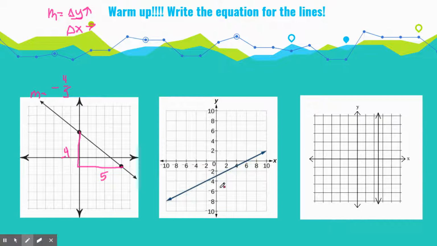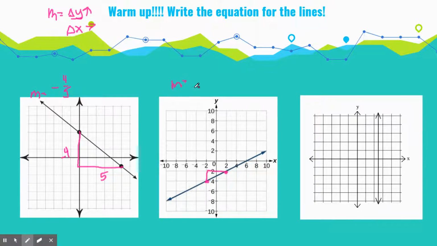Now let's move on to this one. If I look for my slope, I have to start from 2 solid points. I can't start here because I don't know 100% what point this is at. But I can start here because I 100% know that this is negative 2, negative 4. So I'm going to draw a point there. Then I'm going to draw a point right here. And that's going to help me trace my rise over run.